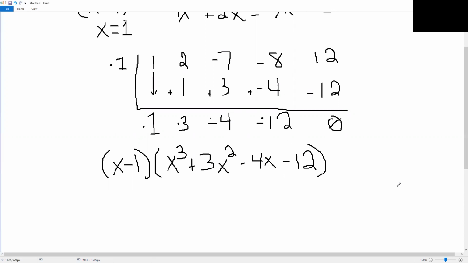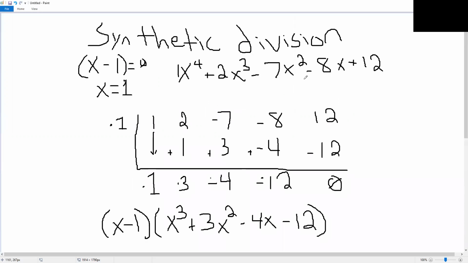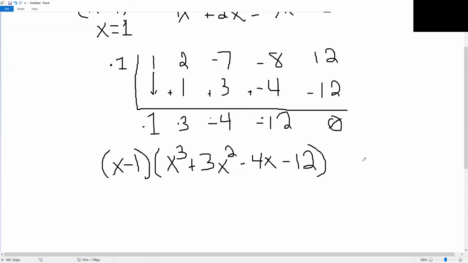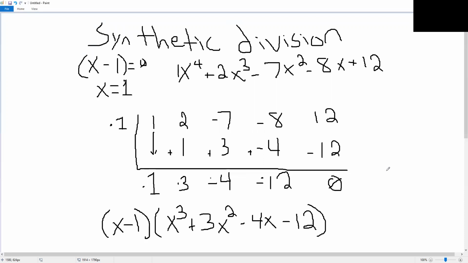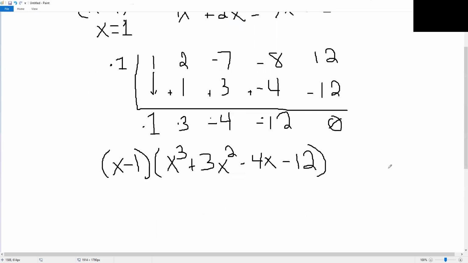We have successfully factored this polynomial 1 time into x minus 1. Now that was a heck of a lot easier than what we've been trying to do before. All right, let's try another one. Now, this one.